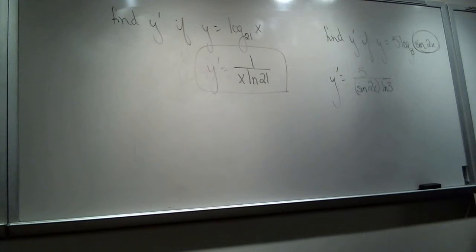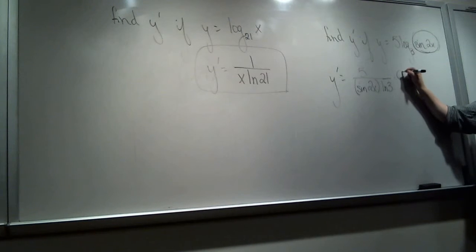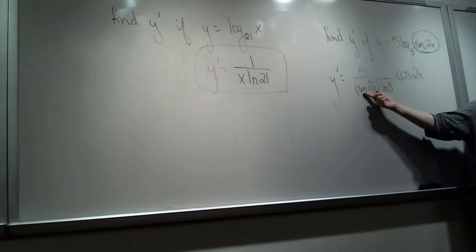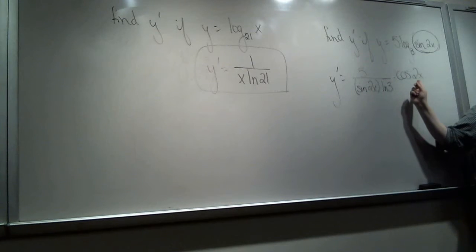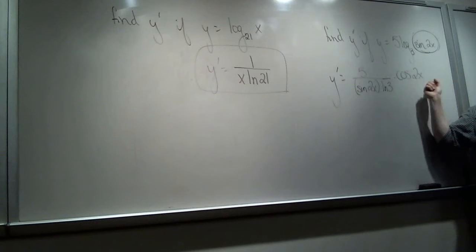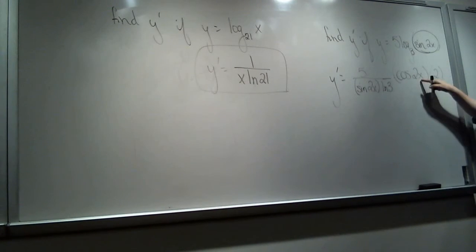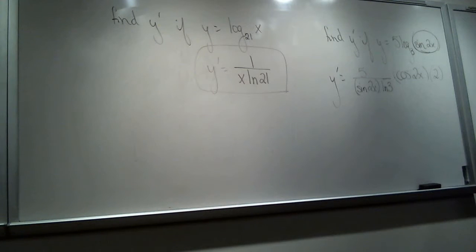Okay, am I done? No, what do I have to do now? Times the cosine of 2x. Where did that come from, Greg? Derivative of sine of 2x, which means that you still aren't done yet. What's left? Times 2. That's the derivative of the 2x inside. It was a function within a function within a function.